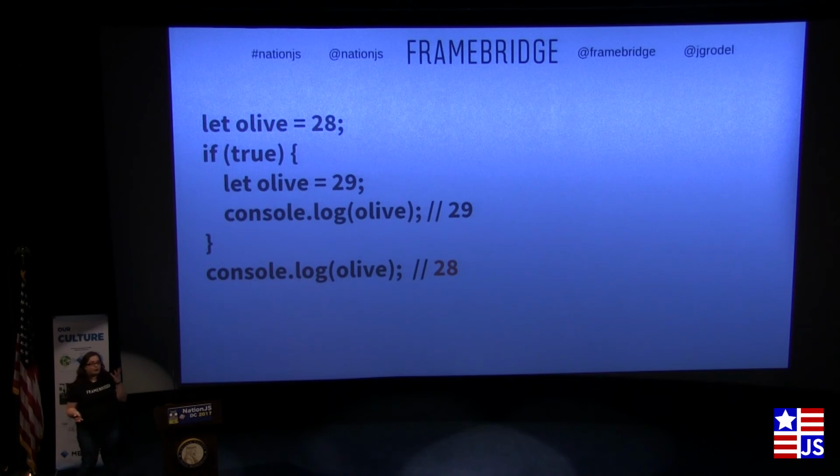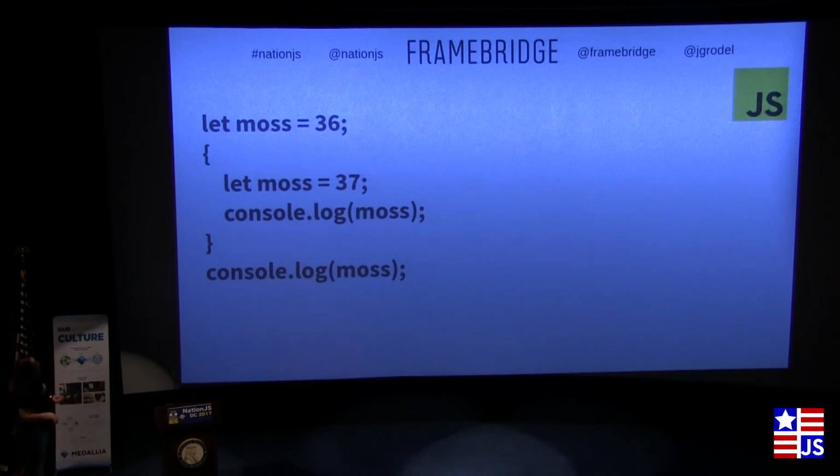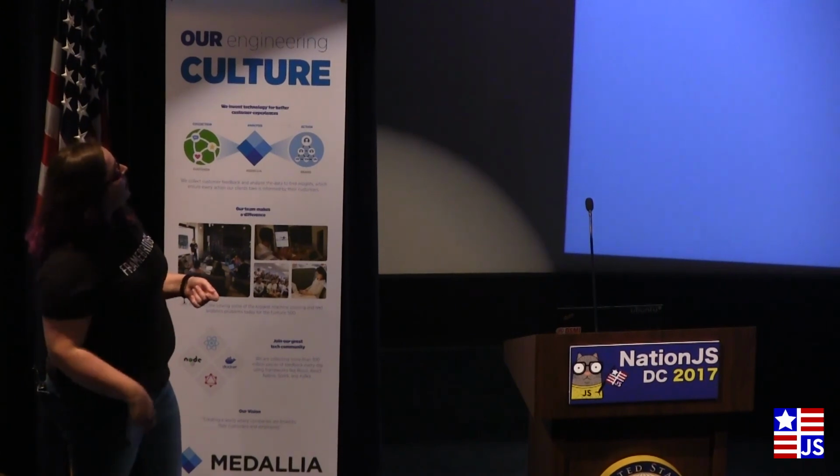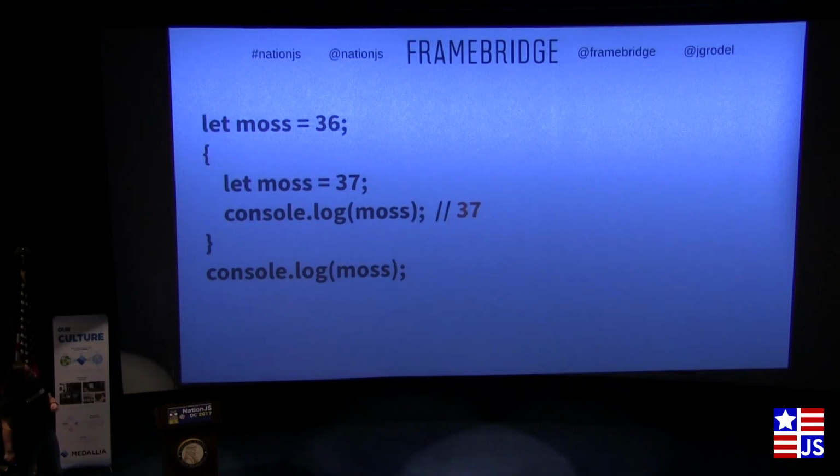One is scoped to the parent function. One is scoped to its parent code block, which isn't necessarily a function. And this if (true) is silly. In ES6, we can just get rid of it to set up code blocks wherever we want, if we want to do a bunch of stuff without accidentally spilling variables that we're not going to use later on into our scope. So here I can take a look at moss and get 37 and come back out, and I've got the 36 from earlier.